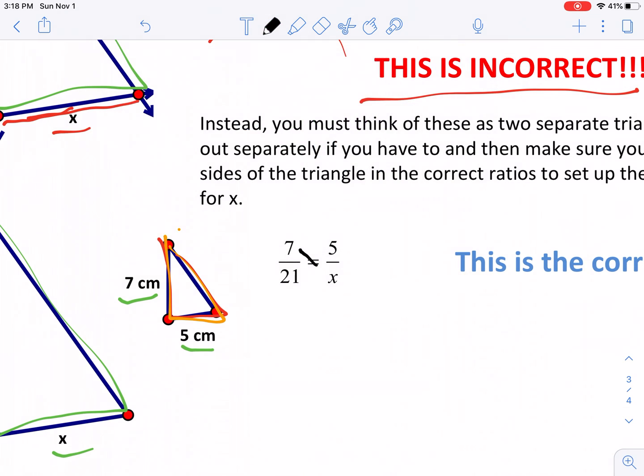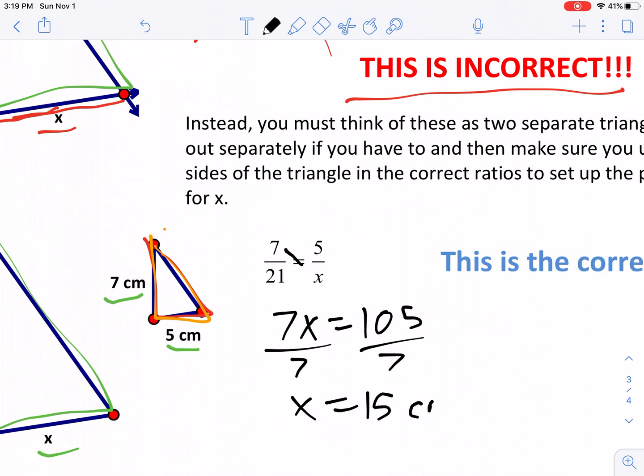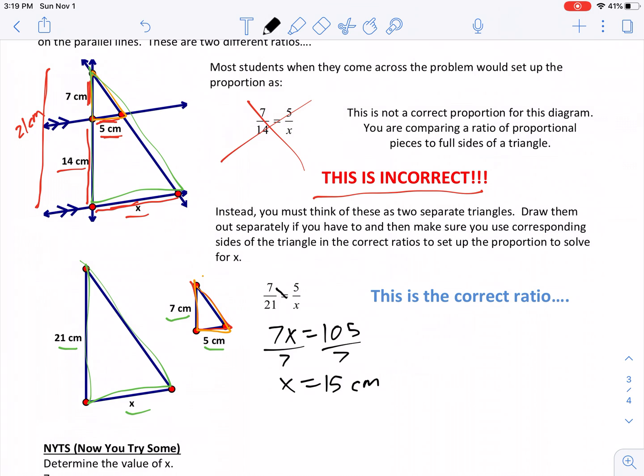So cross multiplying on this example here, we'd have 7x equals 21 times 5, which comes out to be 105, divide by 7, and we get x is equal to 15. So we get x is equal to 15 centimeters. So that's how, don't make that mistake. That's how we want to work through those. It's kind of similar to that idea when we were working with similar triangles there.